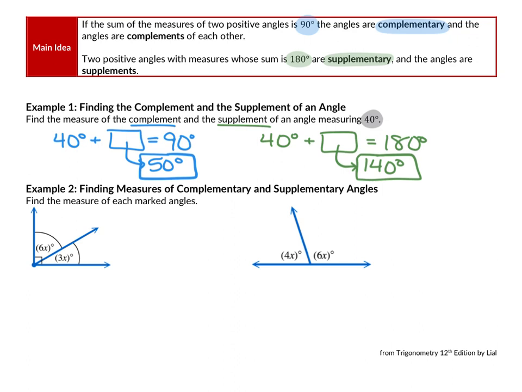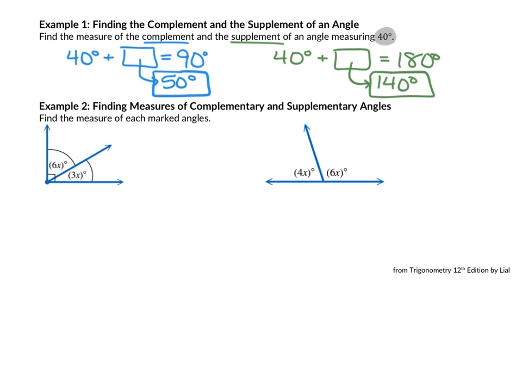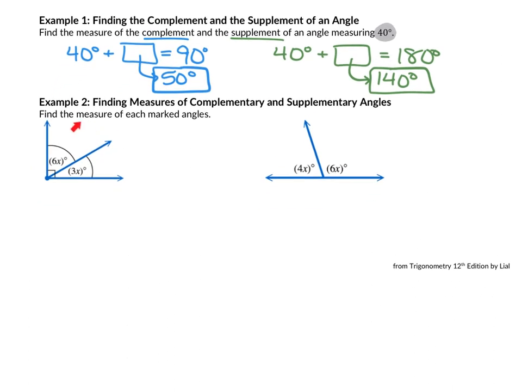In example number 2, it wants us to find the measure of each marked angle. They're inherently giving us information about whether it's complementary or supplementary. In this first image, are these two angles complementary or supplementary? Complementary because they add up to 90, so we're going to put complementary.